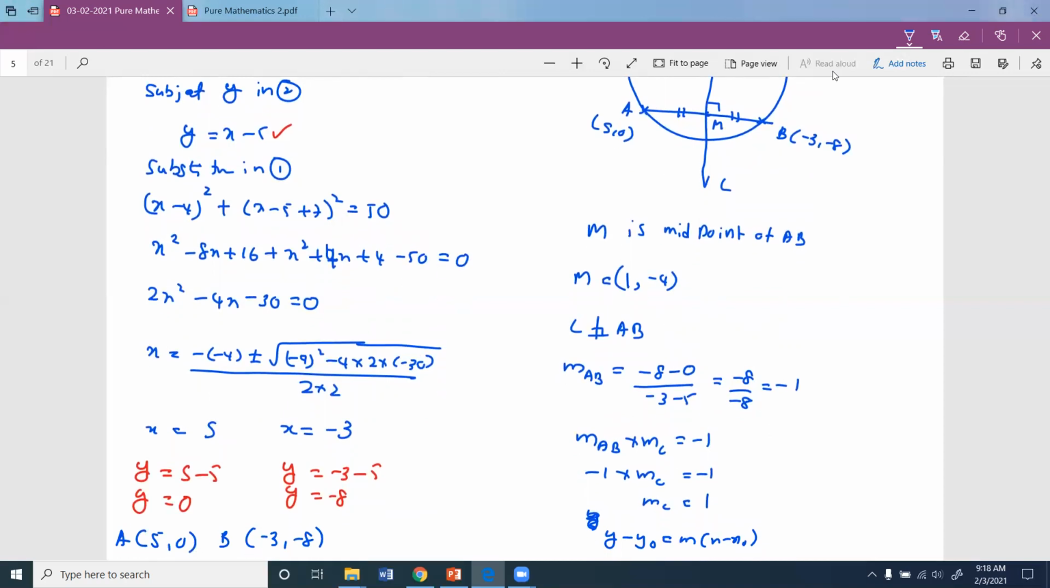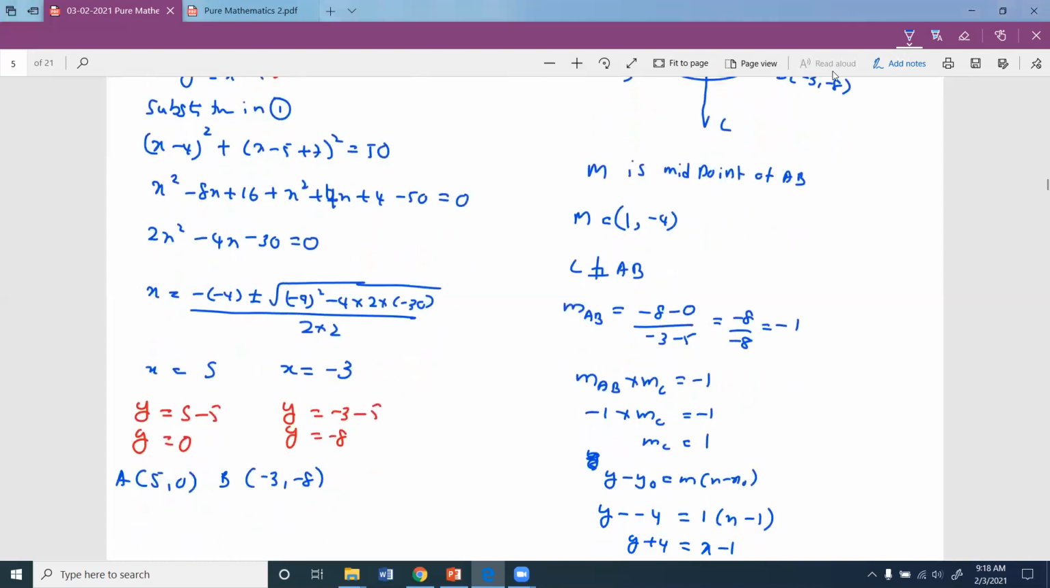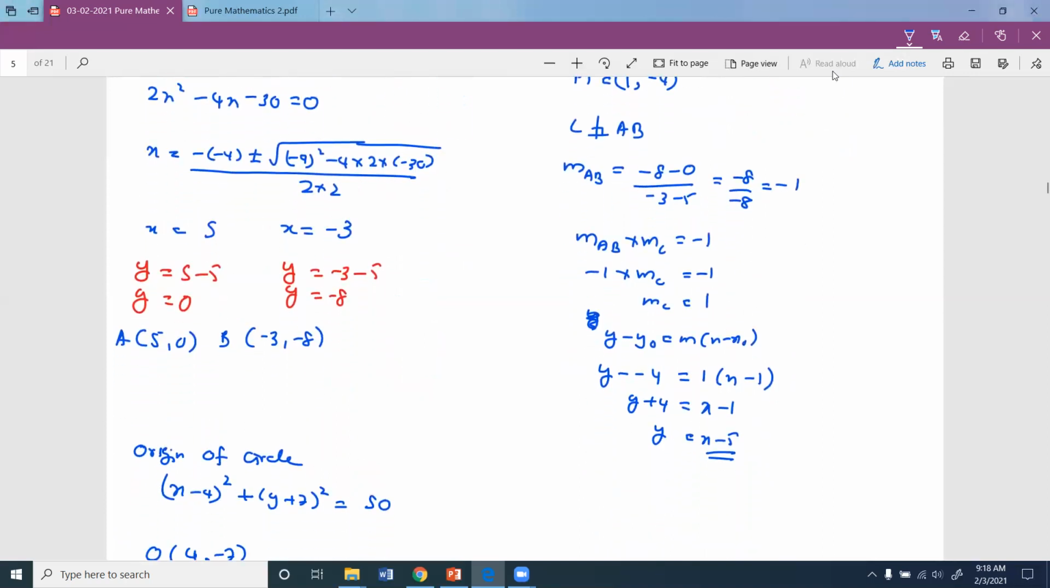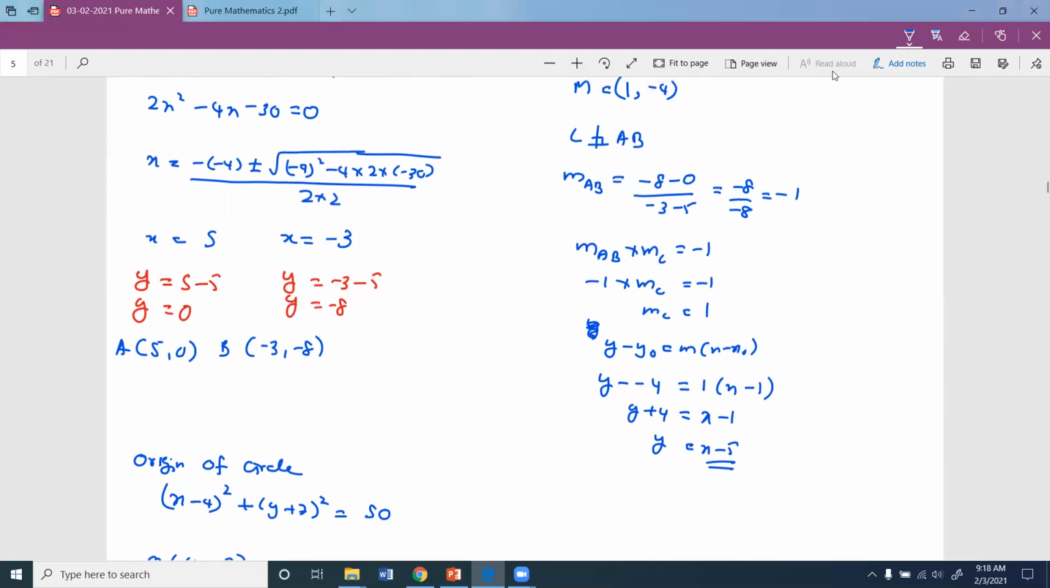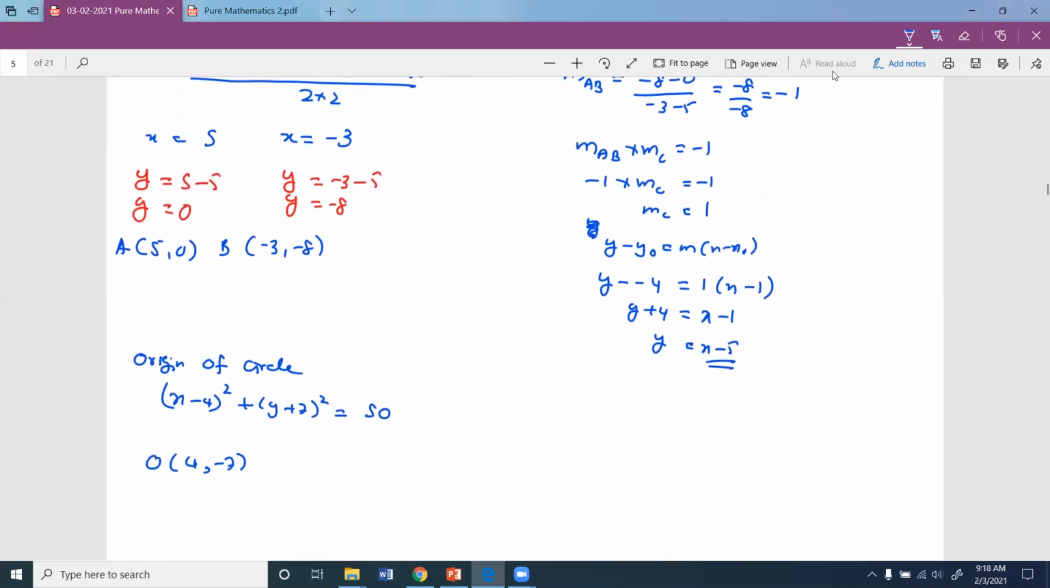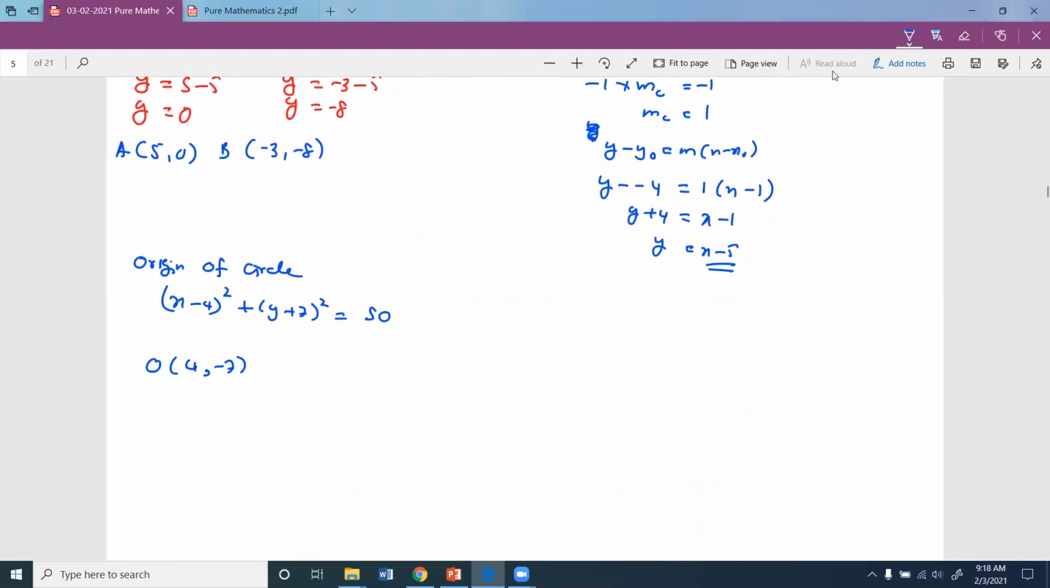The gradient is minus 8 minus 0 divided by minus 3 minus 5. Minus 8 divided by minus 8 is 1. So the gradient of the other line is minus 1. Then y minus y naught equals gradient times x minus x naught. X naught is 1. Y naught is minus 4, so it's minus 5 up to here, it's correct.